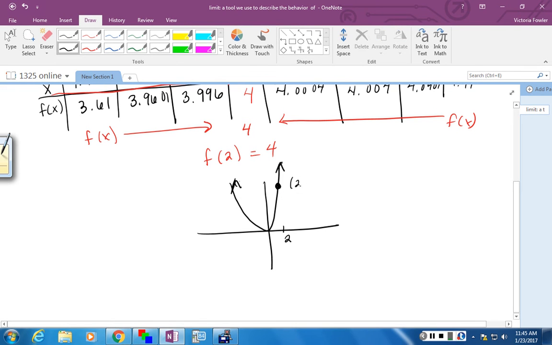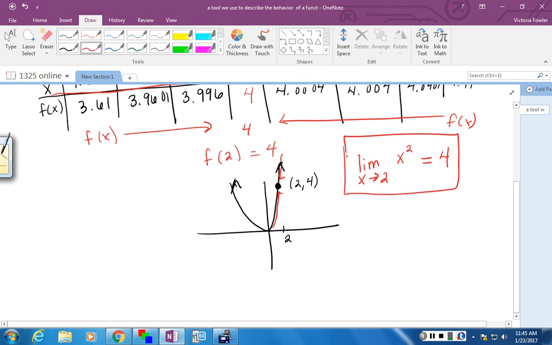So I would have the ordered pair (2, 4), and again, if I approach from the left, and if I approach from the right, we have that function value gets closer and closer to 4. And so the way that we write this is we say the limit, LIM, as x approaches 2, see that little arrow, of our function, which here is x squared, we would say that limit as x approaches 2 of x squared is equal to 4. So now we've defined how to write the limit, and we've discussed that we're going to look from the left and from the right to find that.